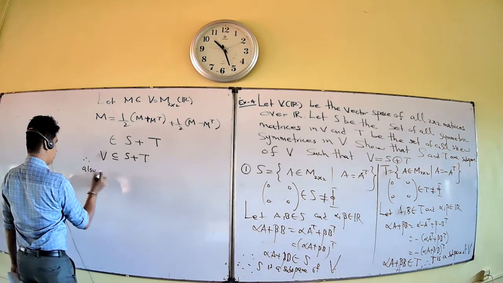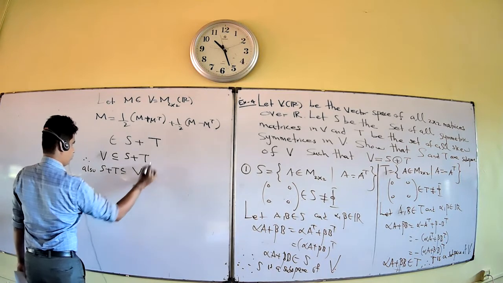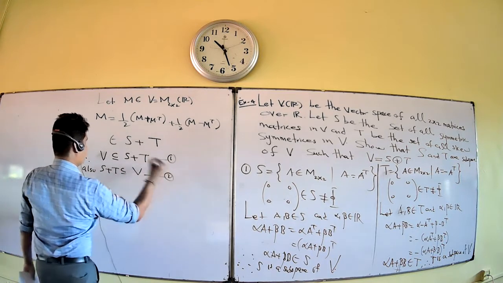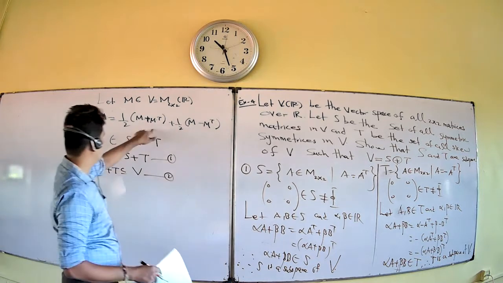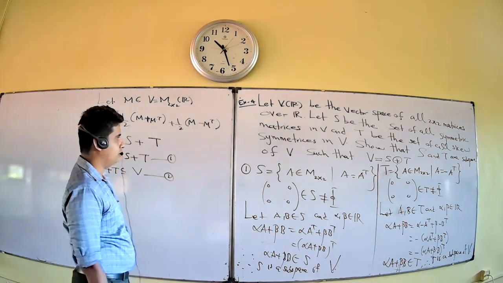Also, obviously S plus T is a subset of V. So 1 and 2 imply this is a matrix. Okay, S is the symmetric matrices. This one is the skew symmetric matrices.